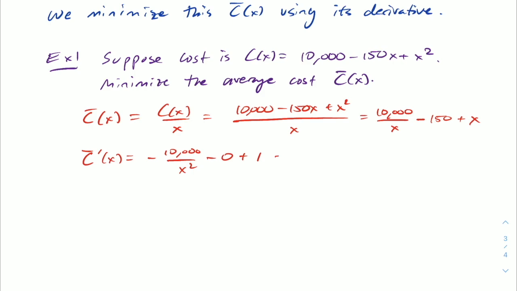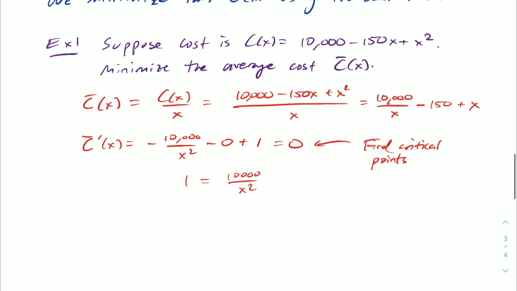We'll set this equal to 0 to find the critical points. Those are our candidates for our max or min, in this case min. Okay, so moving the 10,000 over x squared to the right-hand side, we get 1 equals 10,000 over x squared. Cross multiplying, we get x squared equals 10,000, which gives us x equals 100.